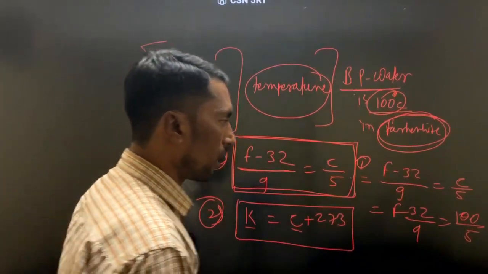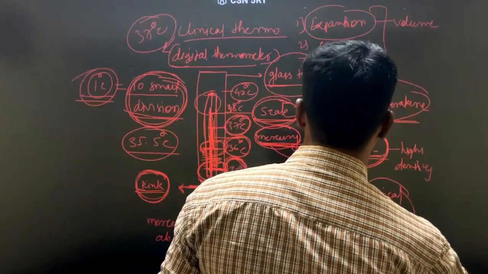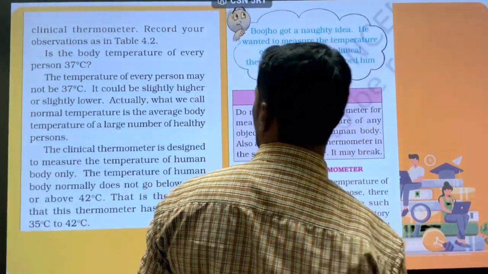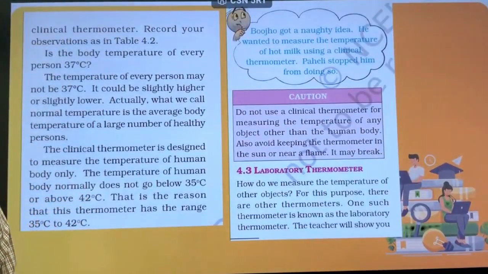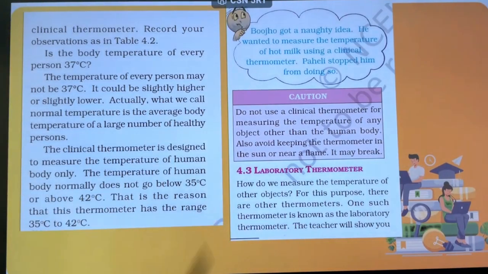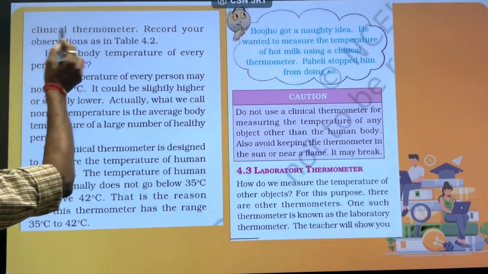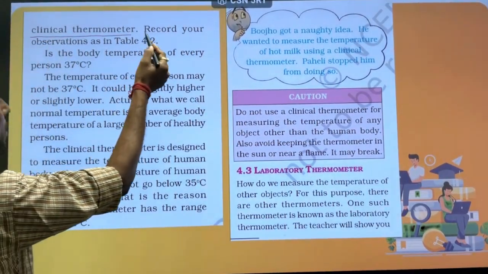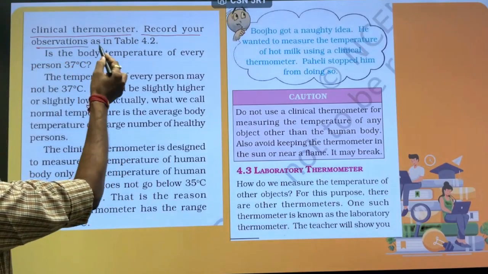Today's lecture we discuss about this page. We start from this page and go line by line. So basically we discuss the clinical thermometer. The clinical thermometer records your observation as in table 4.2.